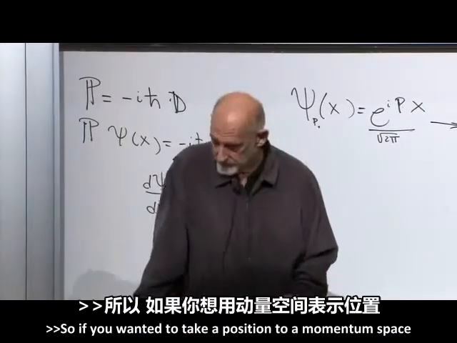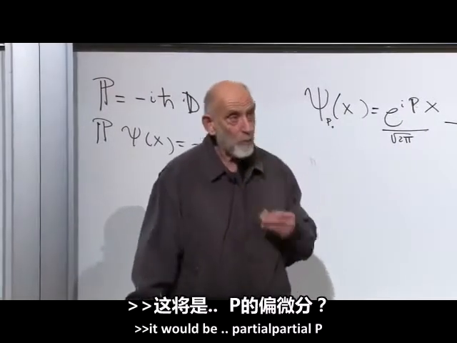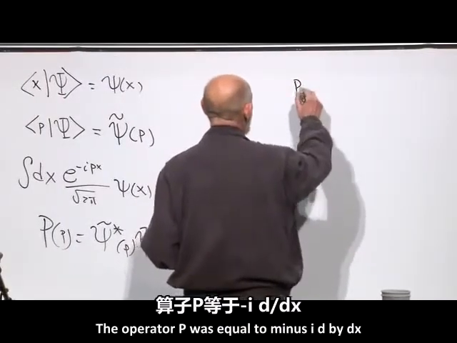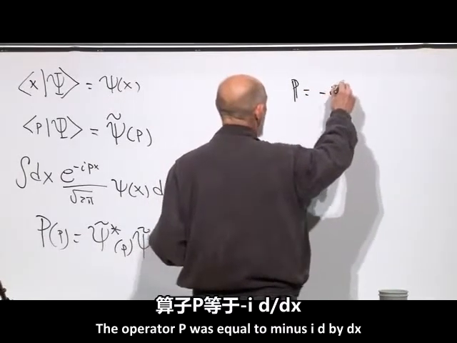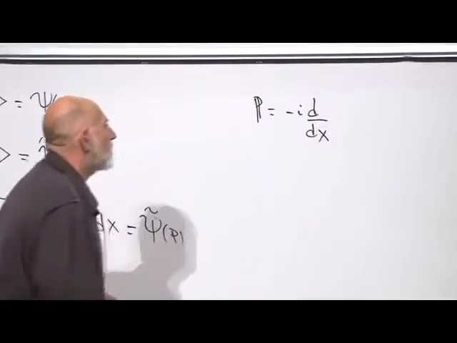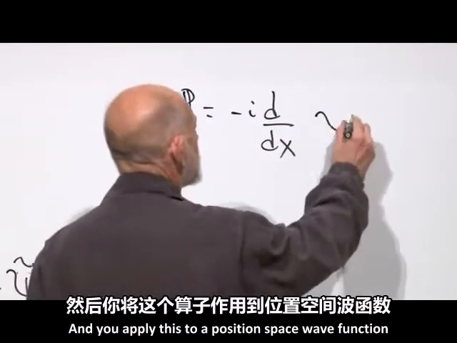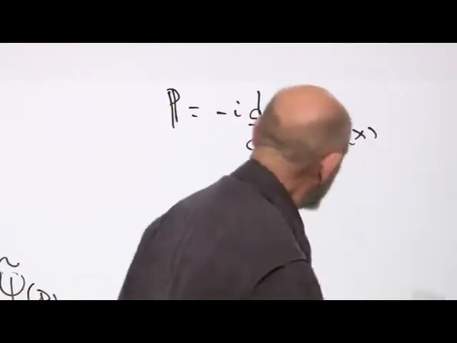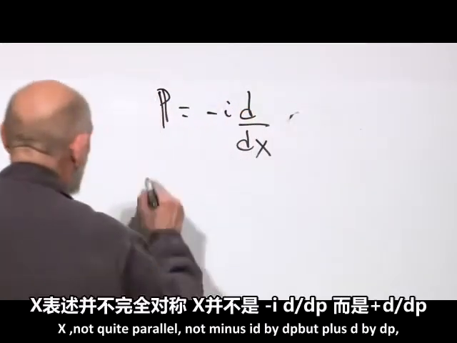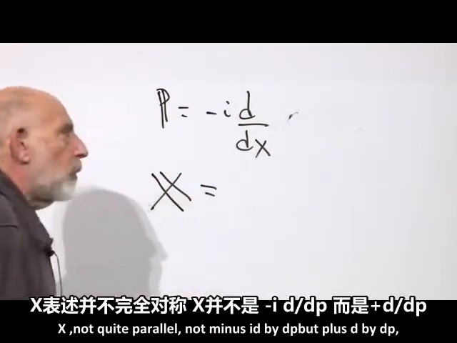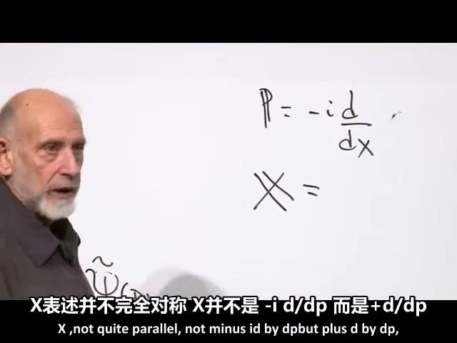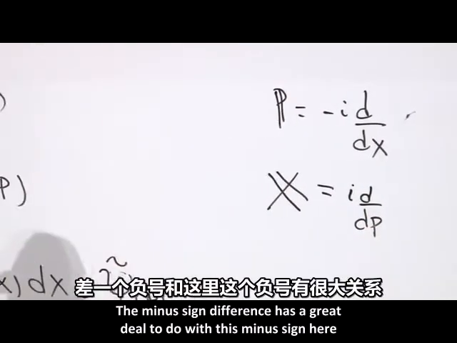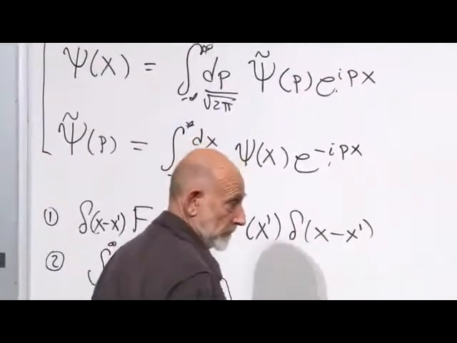So if you wanted to take a position operator in the momentum space, it would be i h bar partial p. Right. Remember, p was equal to minus i d by dx, and you apply this to a position space wave function to find out how it acts. X, not quite parallel, not minus i d by dp, but plus i d by dp. The minus sign difference has a great deal to do with this minus sign here, but you can work it out.